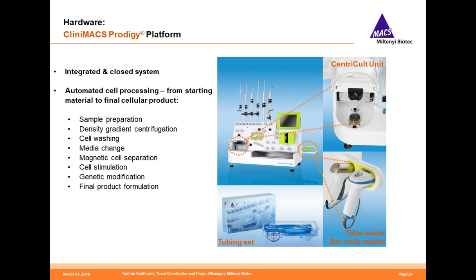Now, if we would like to have a closer look, the system looks like that. Here we have the hardware of the CliniMACS Prodigy platform. We have an integrated and closed system where you can really do a lot of automated cell processing steps. For example, the sample preparation, density gradient centrifugation, is done within the centrifugal unit, which you can see here on the right side. Cell washing can be done, media change, magnetic cell separation, cell stimulation, genetic modification, and of course, at the end, the final product formulation.